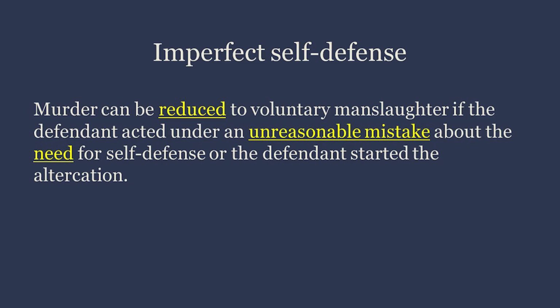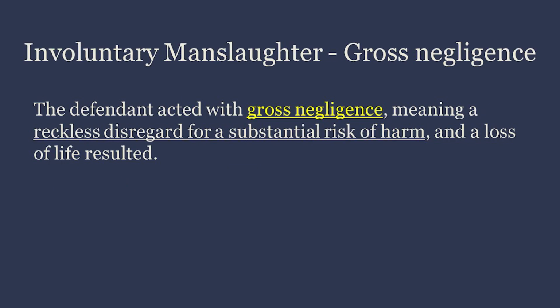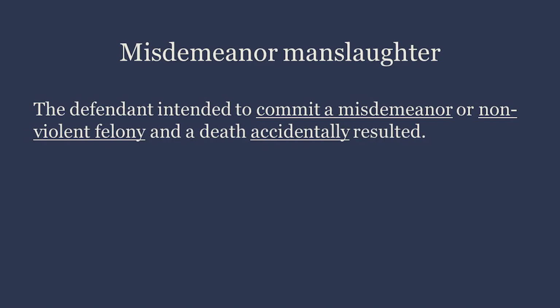Imperfect self-defense. Murder can be reduced to voluntary manslaughter if the defendant acted under an unreasonable mistake about the need for self-defense or the defendant started the altercation. Involuntary manslaughter. Gross negligence. The defendant acted with gross negligence, meaning a reckless disregard for a substantial risk of harm, and a loss of life resulted. Misdemeanor manslaughter. The defendant intended to commit a misdemeanor or nonviolent felony and a death accidentally resulted.